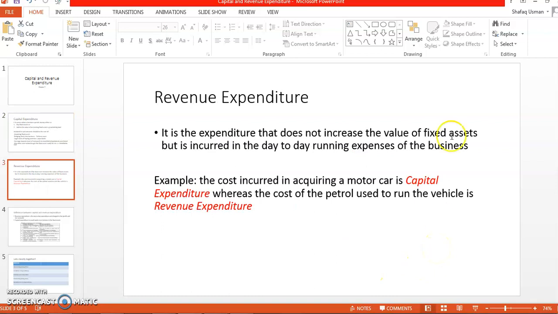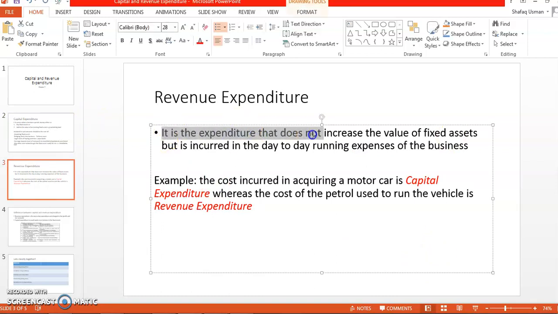What are revenue expenditures? These are the expenditures that do not increase the value of fixed assets, but are incurred in the day-to-day running of the business. So these are the expenditures which are incurred on a daily basis to run our business operations. For example, the cost incurred in acquiring a motor car. When you buy a new motor car, it's going to be your capital expenditure. But the cost of the petrol used to run that vehicle is revenue expenditure.